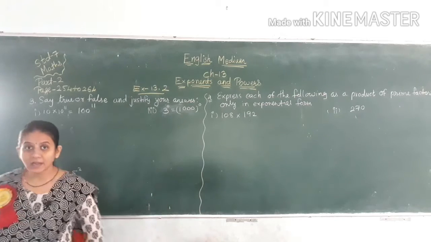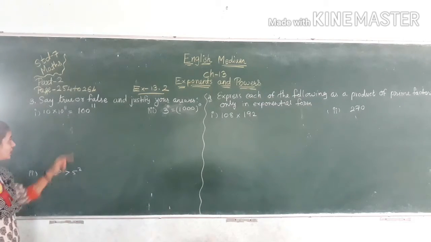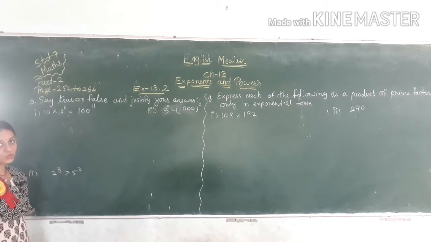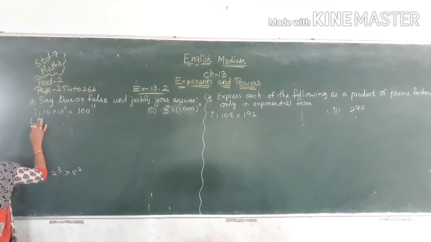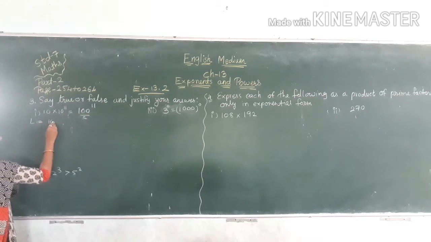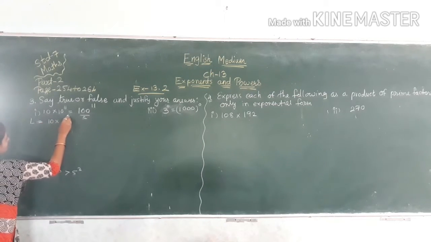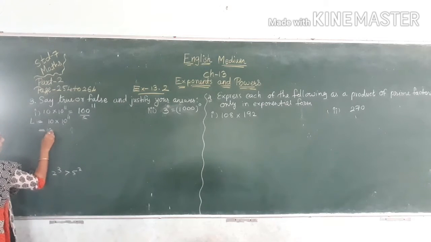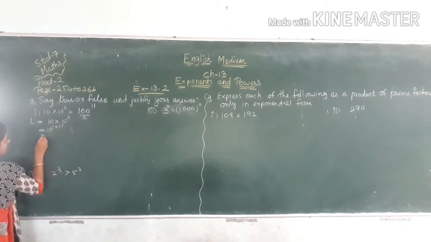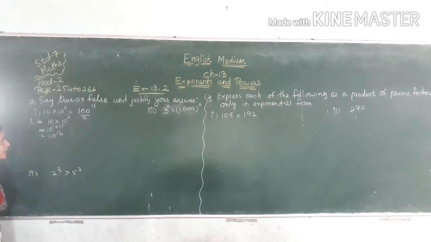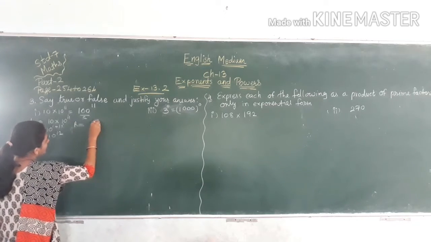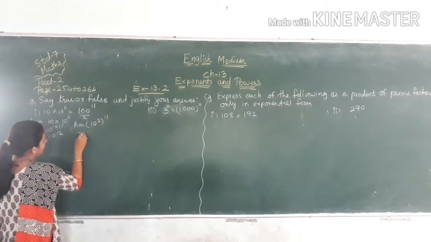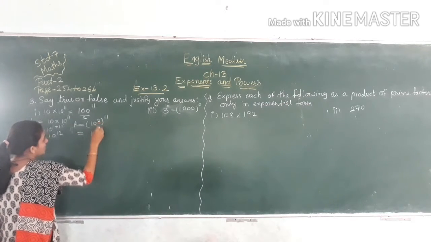First one: 10 raised to power 11 multiplied by 10 is equal to 100 raised to power 11. This is called the left hand side, and this is called the right hand side. Left hand side: 10 multiplied by 10 raised to power 11, so 10 raised to 1 plus 11 is equal to 10 raised to 12. Right hand side: 100 means 10 raised to 2, multiplied with 11, so 10 raised to 22.